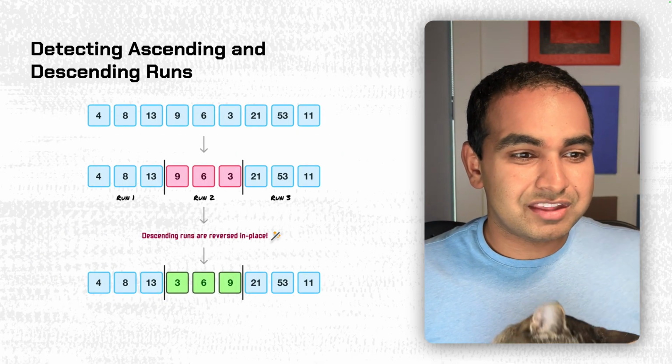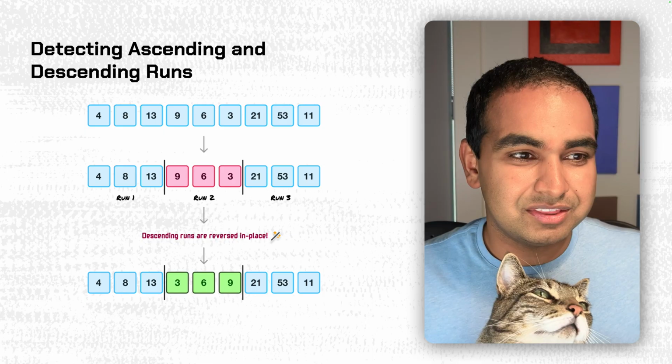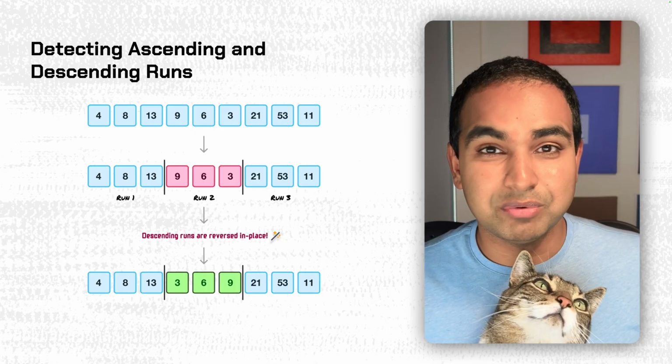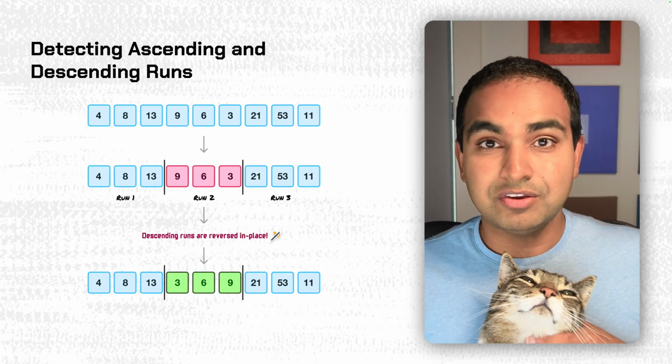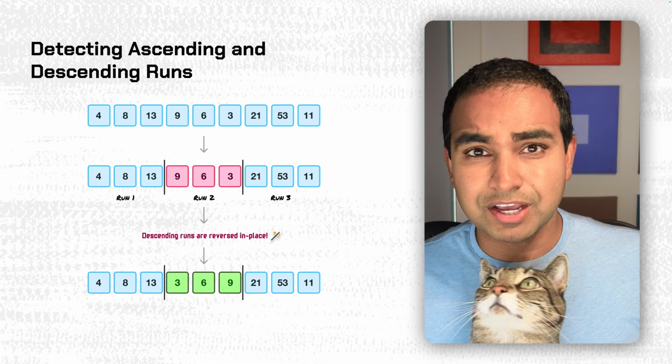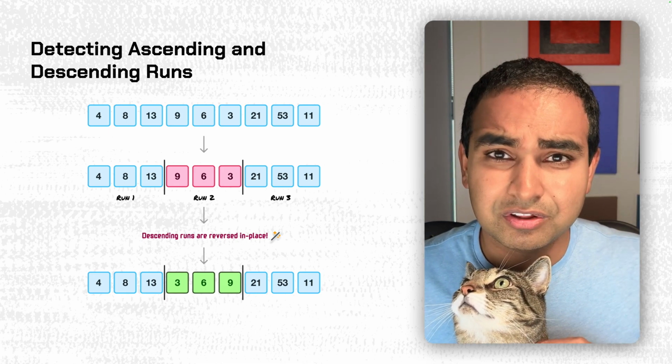So for example, let's say we have a set of numbers: 4, 8, 13, 9, 6, 3, 21, 53, and 11. And you can also see my cat Pixel is sitting on my lap right now. He's very eager to see how this is all going to play out.